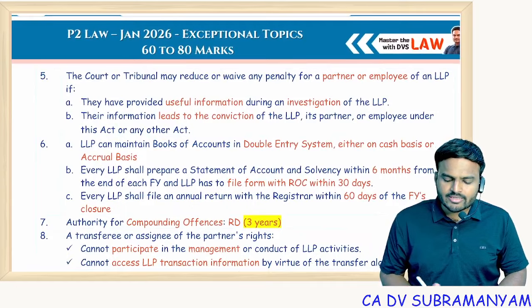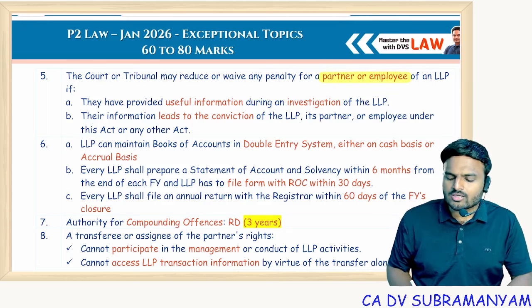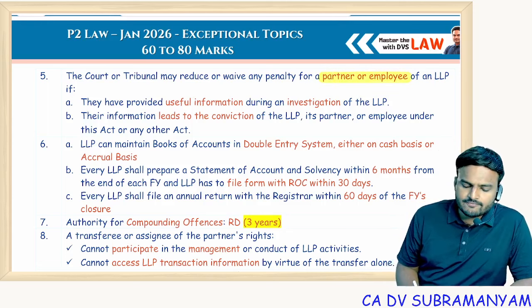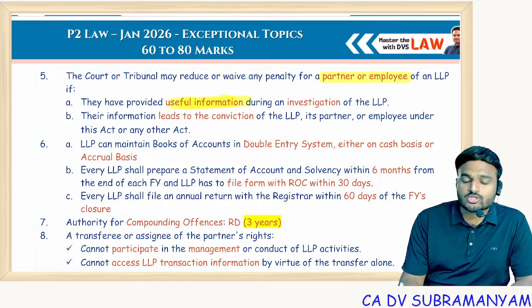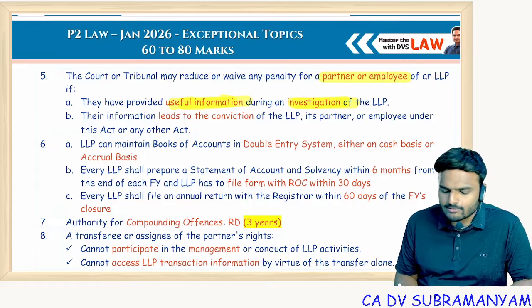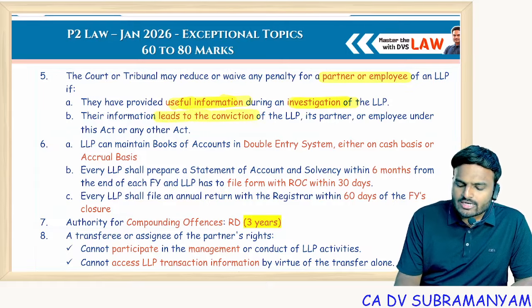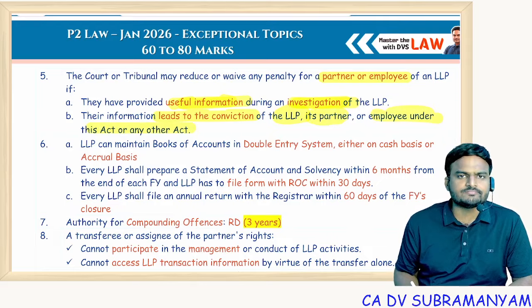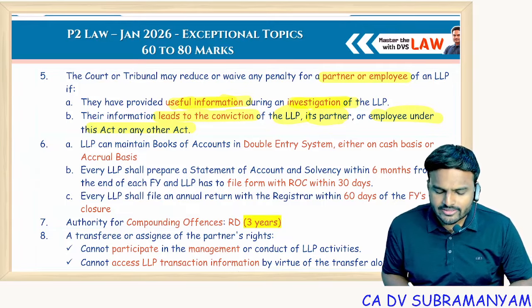Court or tribunal may reduce or waive off any penalty for a partner or employee of an LLP if they have provided useful information, whistleblower. If they have provided useful information during investigation of LLP, and their information leads to conviction of LLP, its partners, or employees under this act or any other act. So complete waiver of penalty or reduction of the penalty.